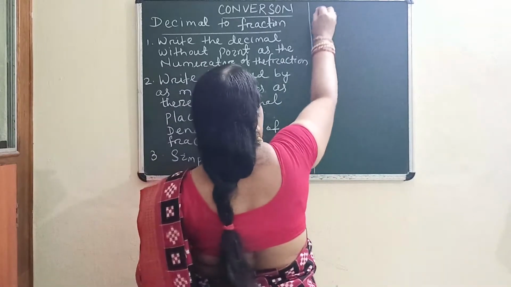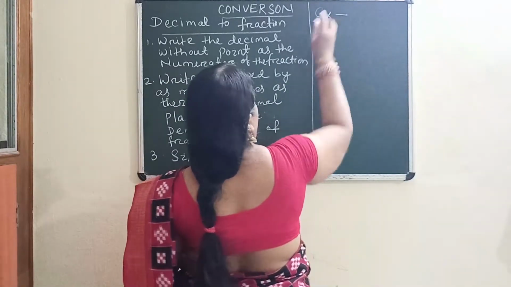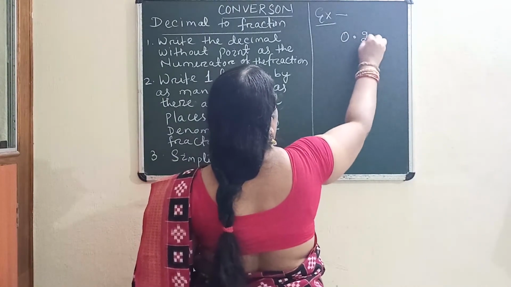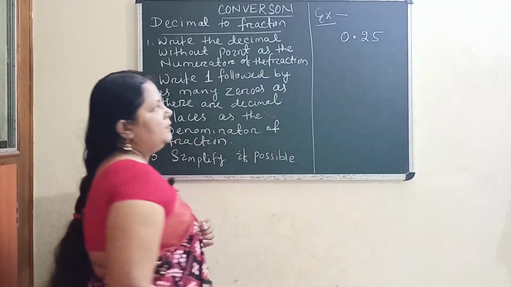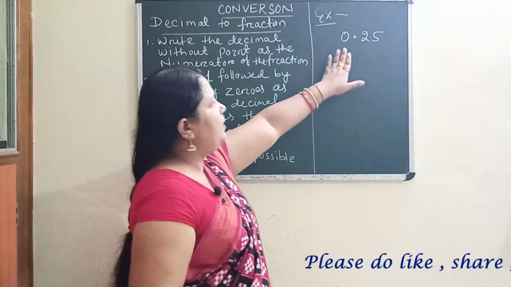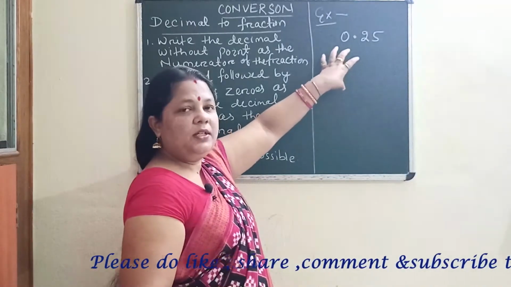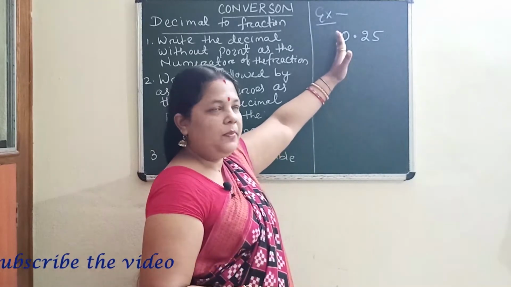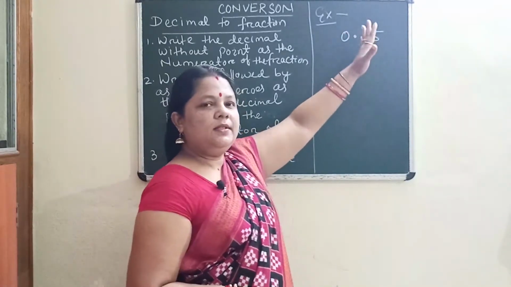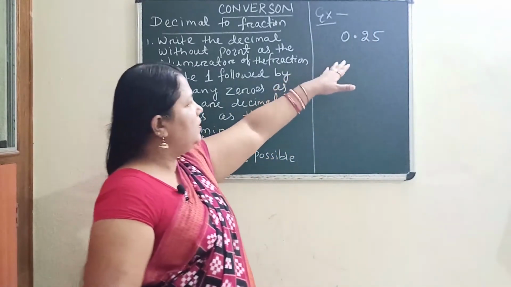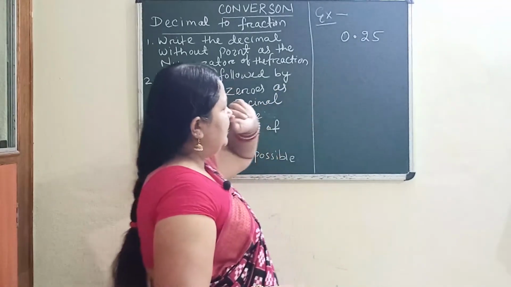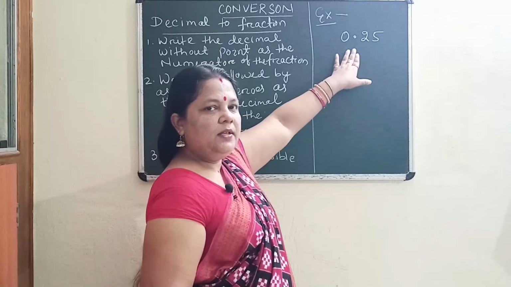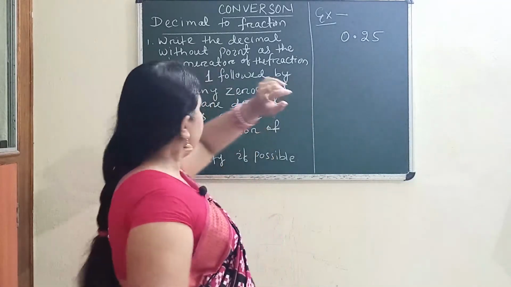Let's take an example. We are discussing an example. So let me show one example. Suppose 0.25. Previous class we have already discussed how to read the decimal number. Before decimal the part is called whole part. After decimal this is called fractional part. So here 0.25, how to convert this decimal number into a fraction.